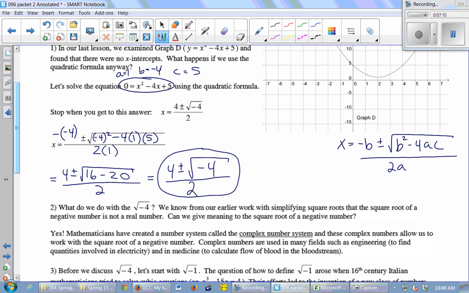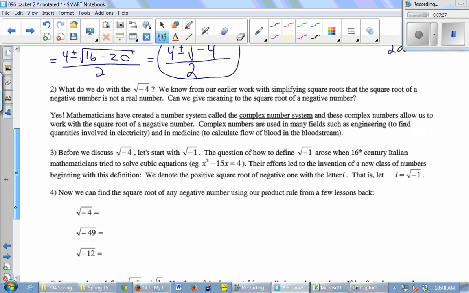Okay, so far in your mathematical life, whenever you see a negative under a square root, you go, oh, that's nothing, right? It's just non-real. Can't do it. But we actually can build a whole new number system called the complex number system. Complex numbers allow us to work with square roots of negative numbers. Complex numbers are used in many fields, such as engineering, and we use them to find quantities involved with electricity, and in medicine to calculate flow of blood in the bloodstream.